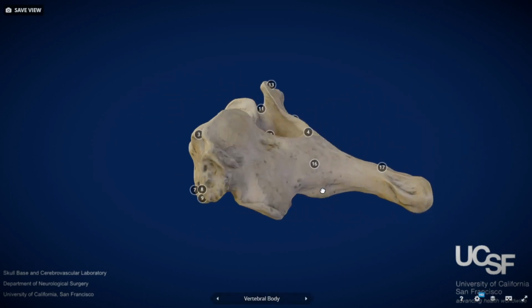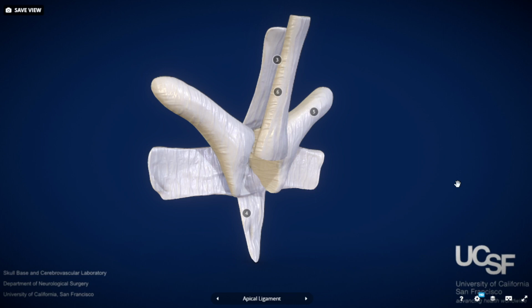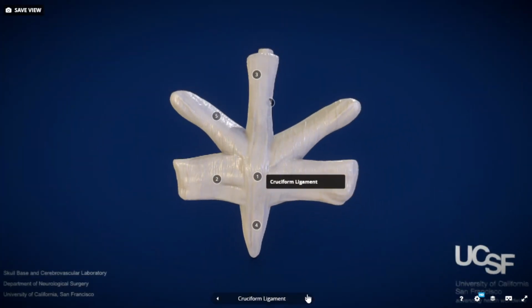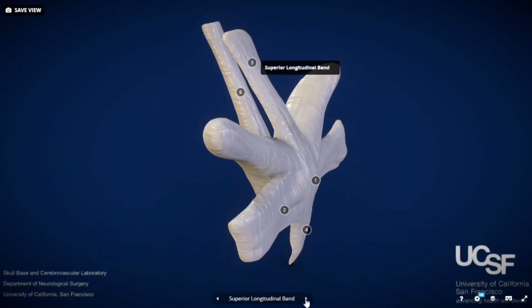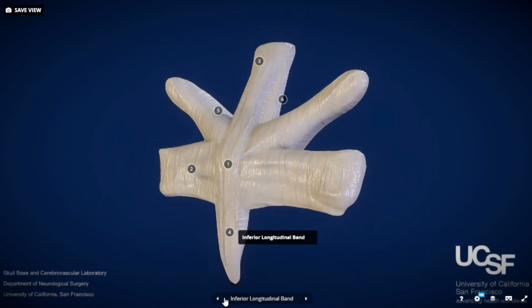and that's the anatomy of C7. This 3D model offers an overview of the ligaments related to the odontoid process. So let's start with the cruciform ligament that is formed by a transverse ligament that is going to be attaching from colliculus atlantis to colliculus atlantis of C1. And this cruciform ligament is going to have a superior longitudinal and inferior longitudinal band.